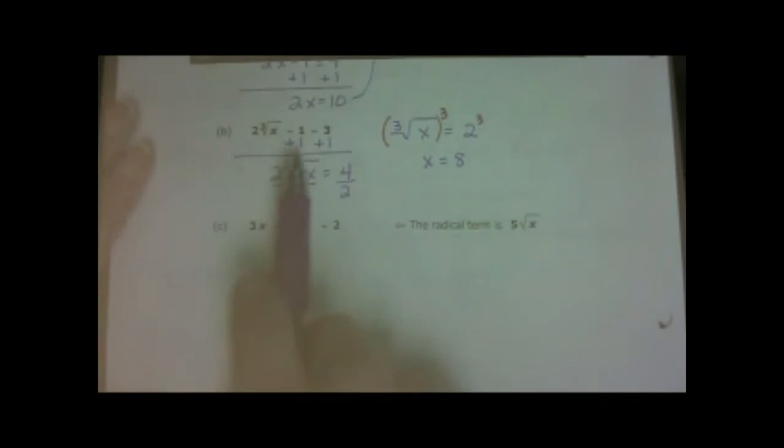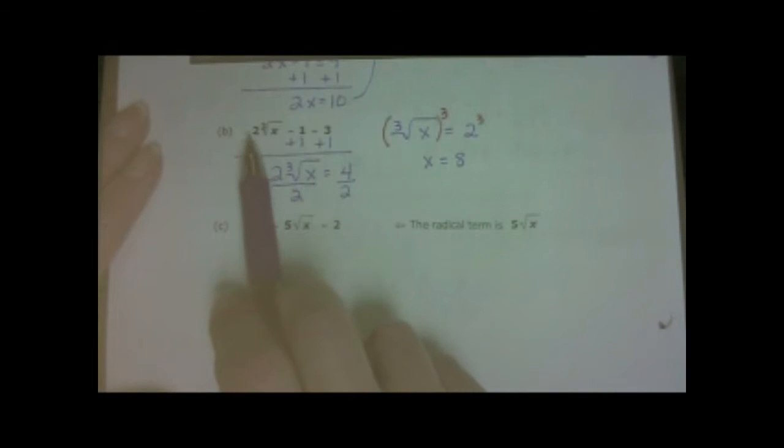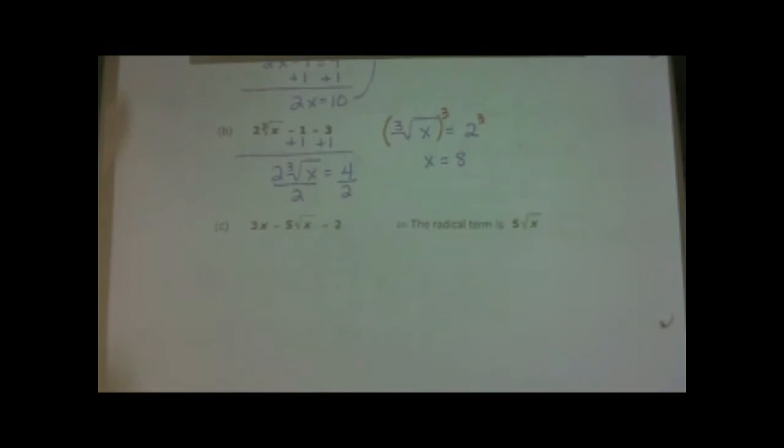So let's go ahead and plug it in. The cube root of 8 is 2, times 2 is 4, minus 1 is 3, and that's what we've got. So it works. This is a good solution.